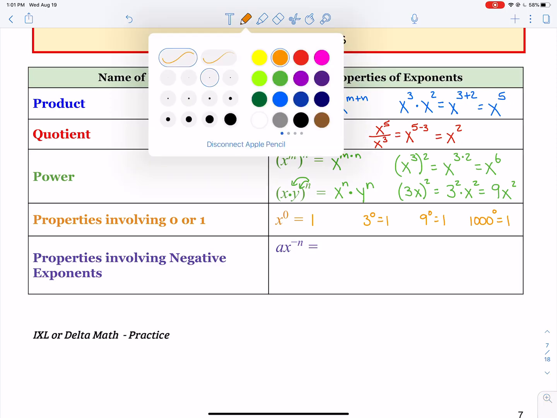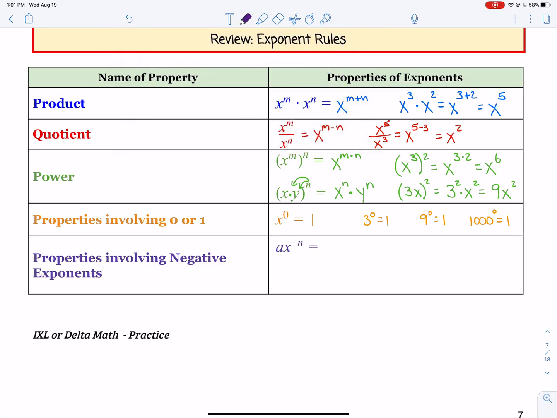And the last major property we need to discuss is properties involving negative exponents. So for instance, if we have a times x to the negative n power, you want to move the part of this that has a negative exponent. So leave a, but move that x to the denominator to make that a positive exponent of n. Another example might be 2 times x to the negative 3 power. You want to rewrite it so 2 stays put, but x moves down to the denominator, and now it has a positive power of 3.